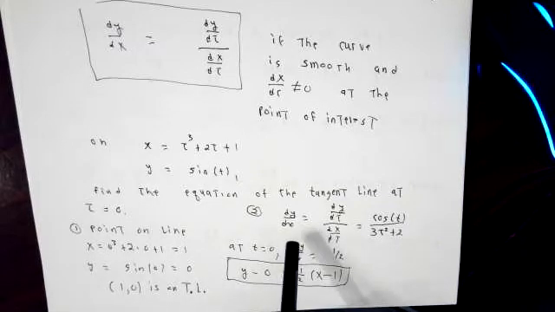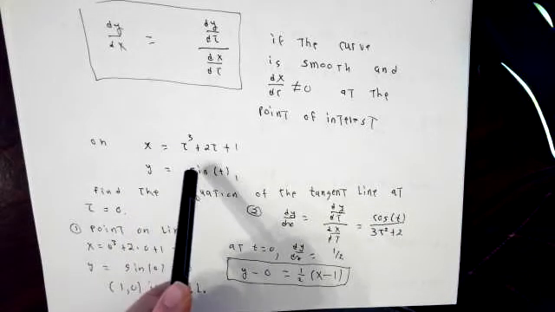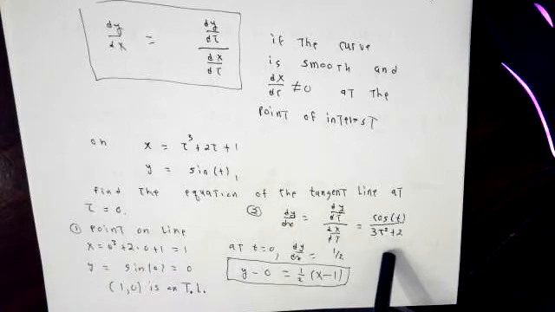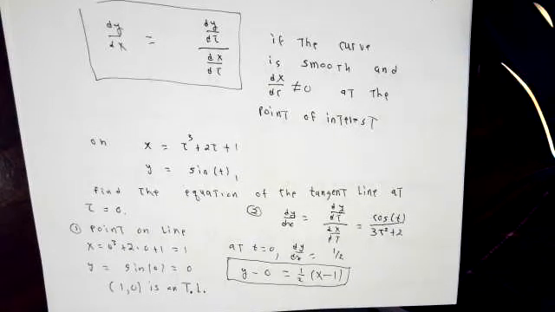In general, dy/dx is given by this formula that we figured out. dy/dt is cosine t, and dx/dt is 3t squared plus 2. At t equals 0, the top of the fraction, cosine 0, is 1. The bottom of the fraction is 3 times 0 squared, which is 0, plus 2. The slope of the tangent line is 1/2.